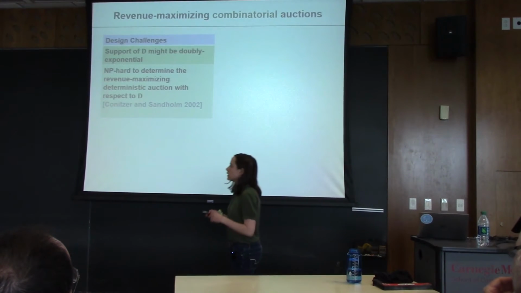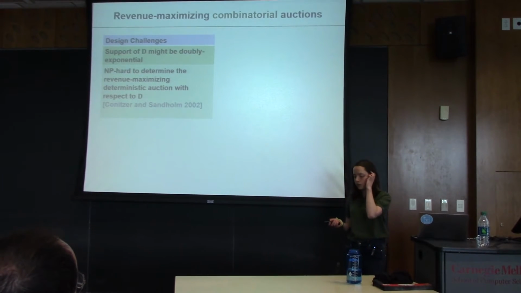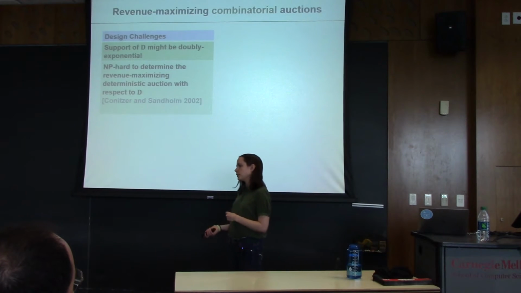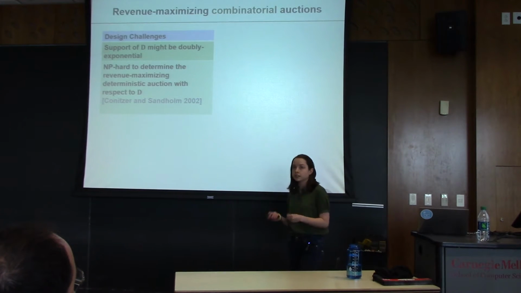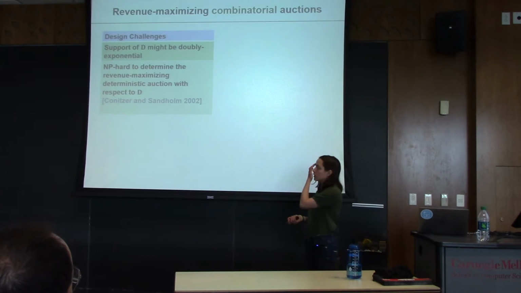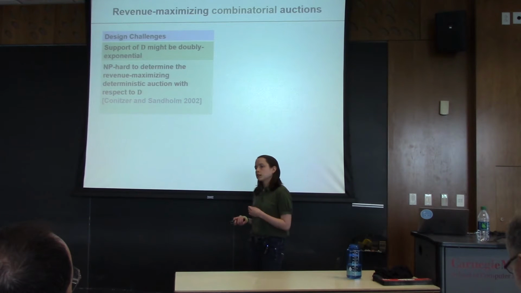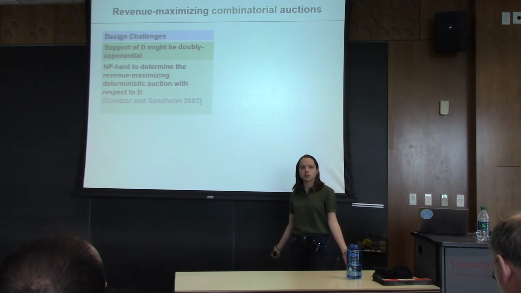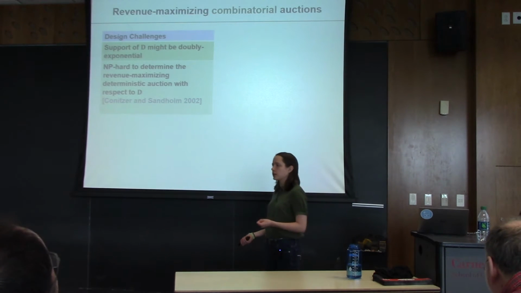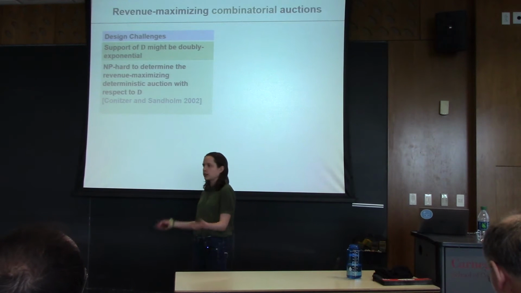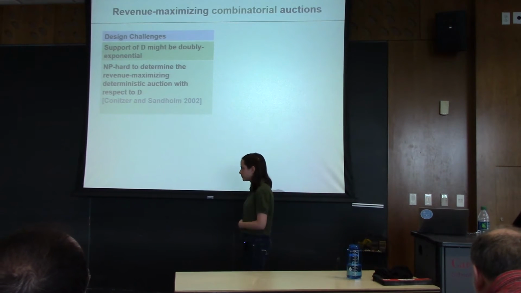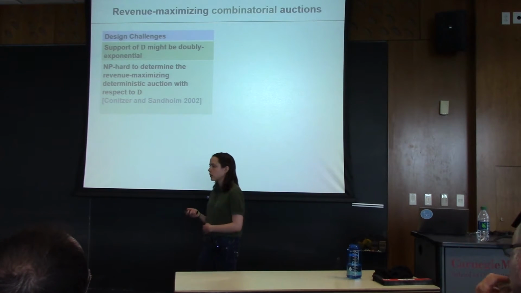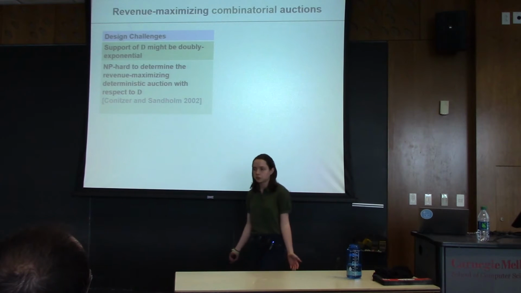Okay. So now going back to multi-item auctions. There are a few design challenges here. We said that it's often assumed that D is known by the auctioneer in advance. But in multi-item auctions, D might be doubly exponential. So even if we assume that somehow the auctioneer knows D in advance, it's not really feasible to assume that he could have some concise description of D. Moreover, it's NP-hard to determine the revenue maximizing auction even if you know D in advance.